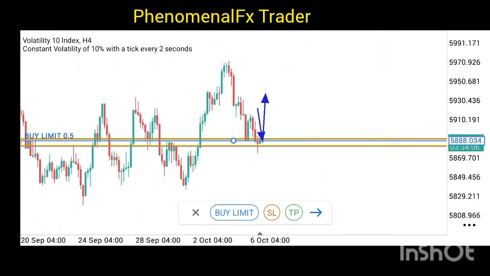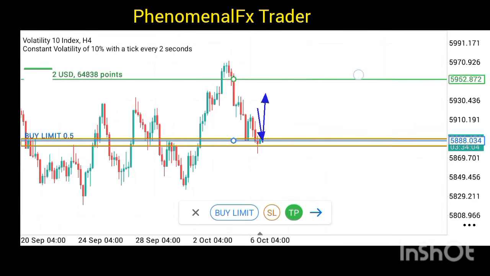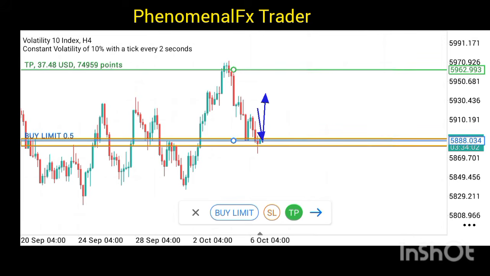Market gets back to this zone, I take my entry from there. My TP is going to be somewhere around here. Now you can see that with the minimum lot size, you stand a chance of making almost $40 profit with the minimum lot size.